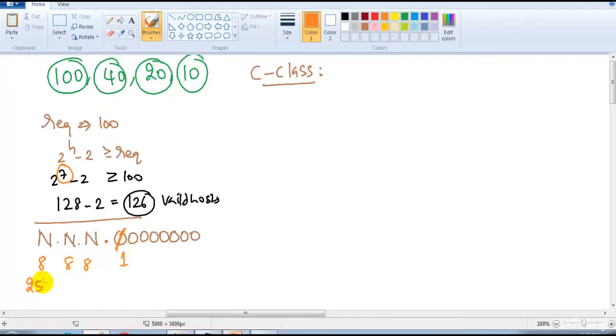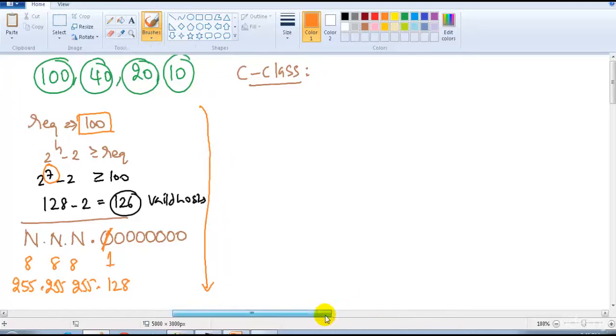So the subnet mask will be 255.255.255.128. We already did some exercises on slash value to subnet mask conversions. So up to here the calculation is the same as we discussed and learned. It's going to be the same here.